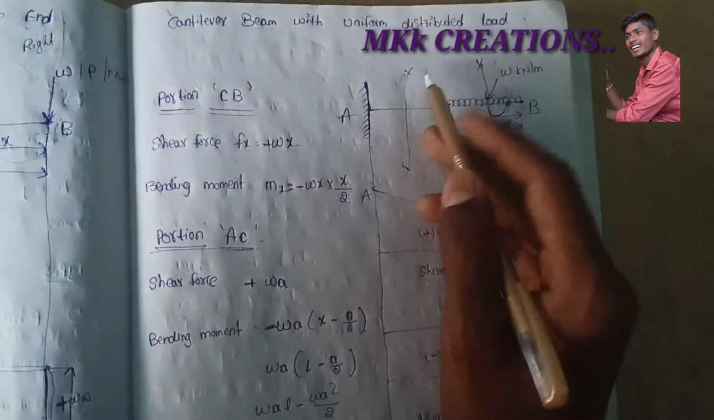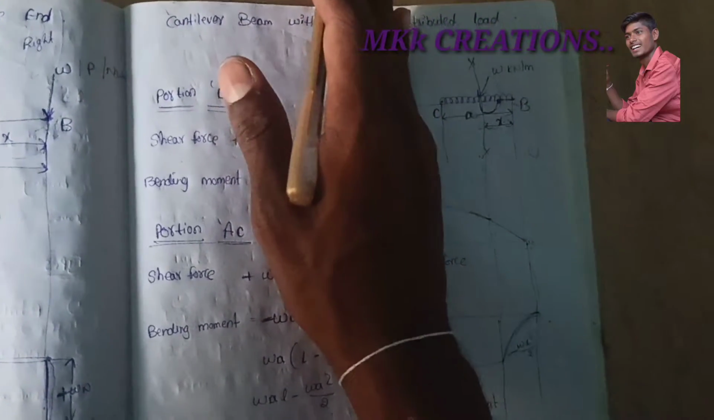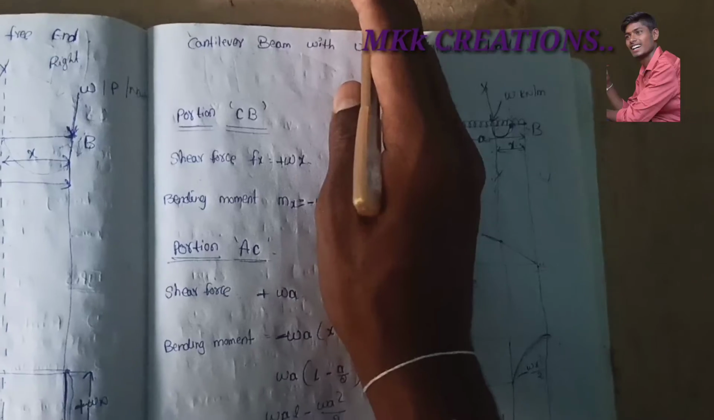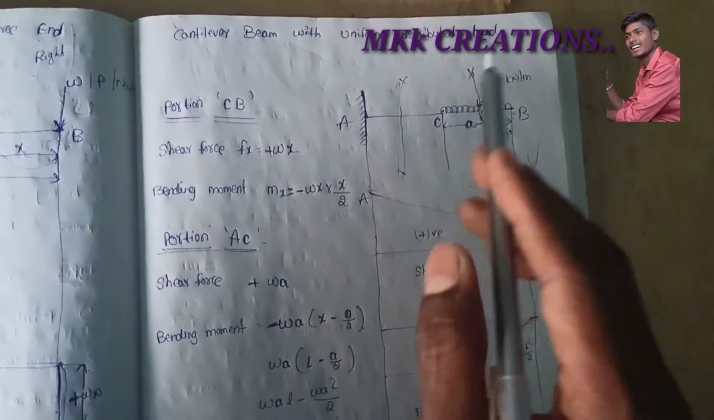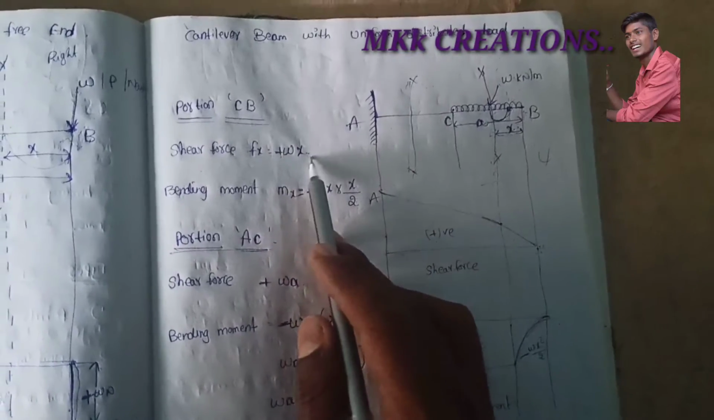For portion AC, we divide a section XX. So what is on the right hand side? Only one load is acting here, that is minus W. That means, not minus, shear force means plus W. Why have we written A here, why here have we written X?